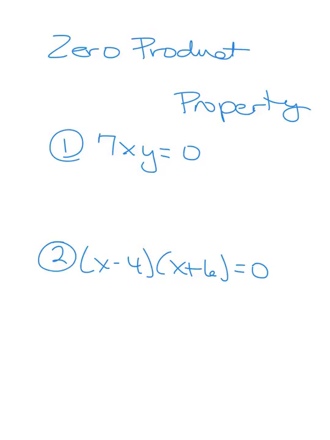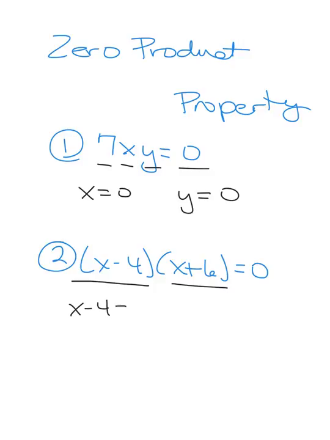factors must be 0. So for example, number 1, if I were to take 7 times x times y, and I know that the answer is 0, that means that either x is equal to 0 or y is equal to 0. And looking at number 2, the same thing holds true even though we're looking at binomials. If I say that the quantity of x minus 4 times the quantity of x plus 6 equals 0, I know that one of those has to be equal to 0.